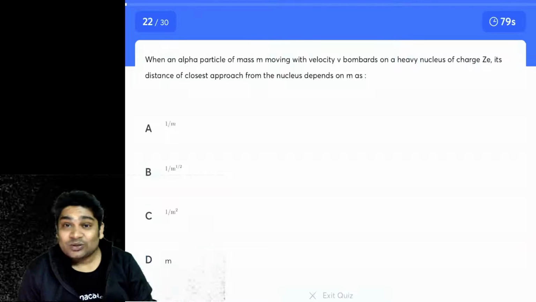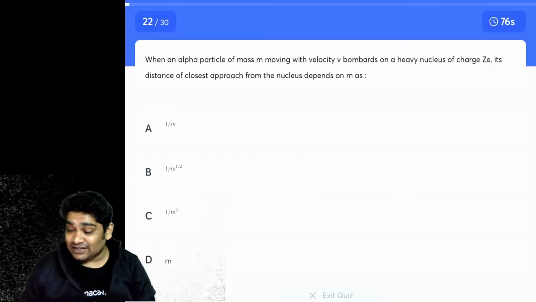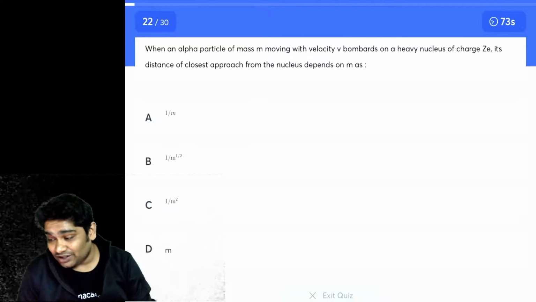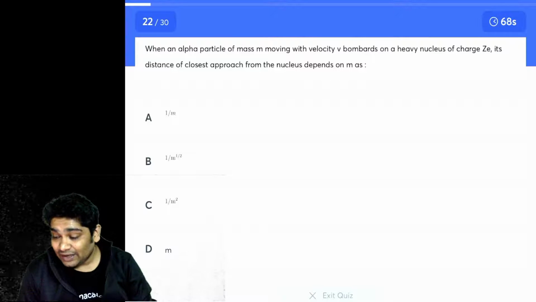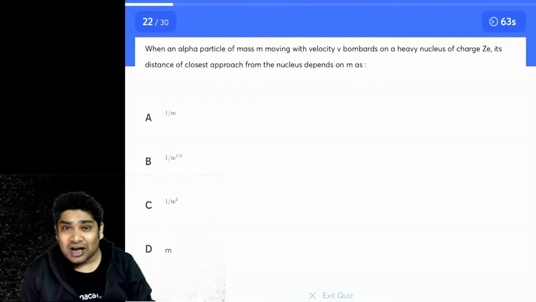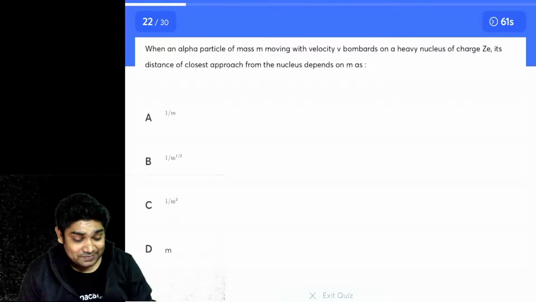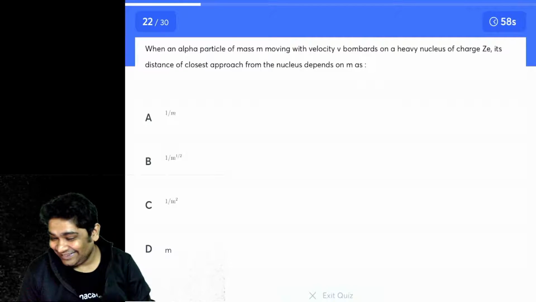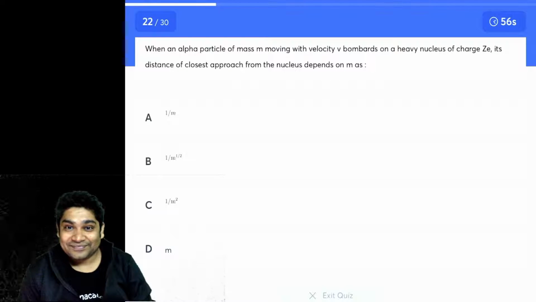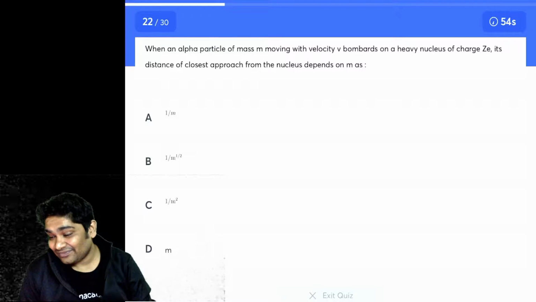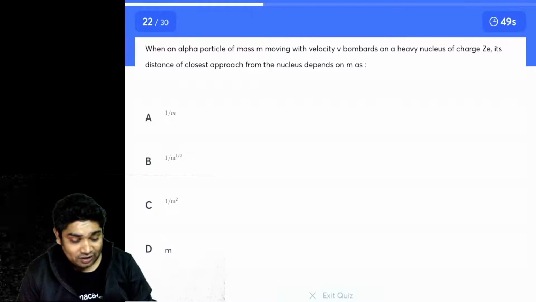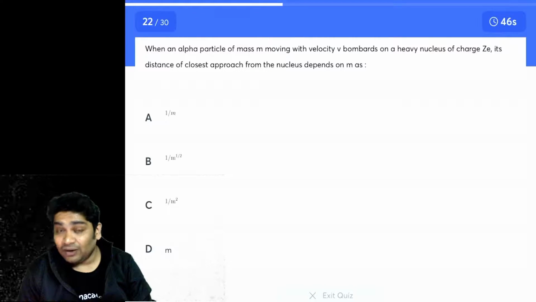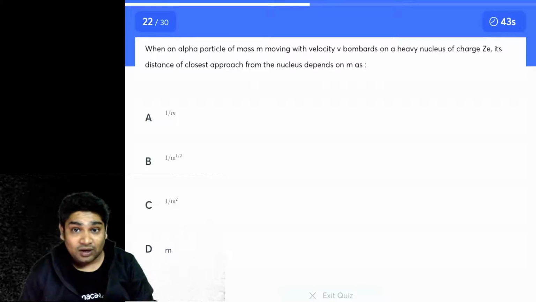Here it says, when an alpha particle of mass m moving with a velocity v bombards a heavy nucleus of charge Ze, its distance of closest approach depends on m as... So how does the distance of closest approach depend on m? Does it depend on 1 by m? Does it depend on 1 by root m? Does it depend on 1 by m square, or does it depend on m?